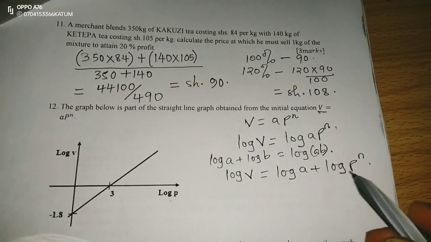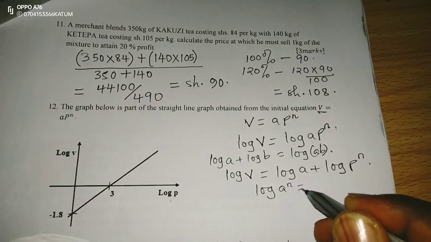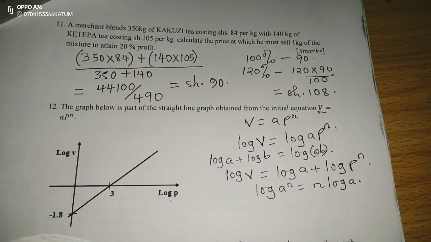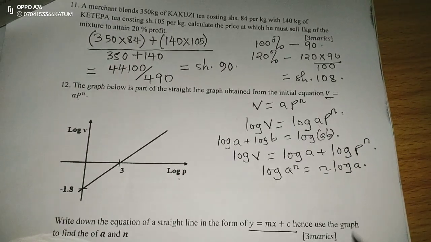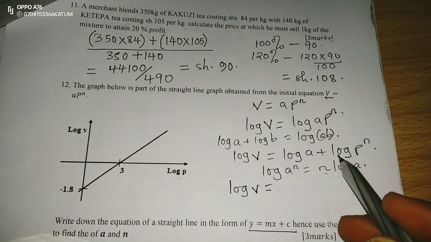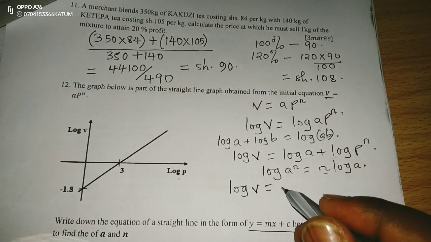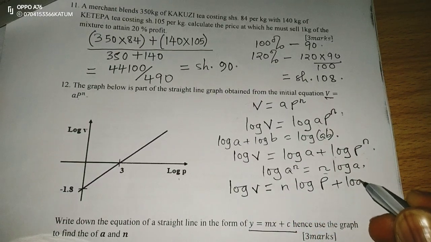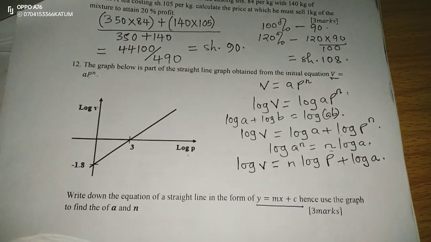We can go ahead to apply another law of logs, which says that when we have the logarithm of a raised to power n, we can drop the n and multiply it by the logarithm of a. Therefore, the power can become a multiplier at this point. That means we can change the equation to the logarithm of v. Then I can also change the order. Now I begin with this part and have n times the logarithm of p, plus the logarithm of a.